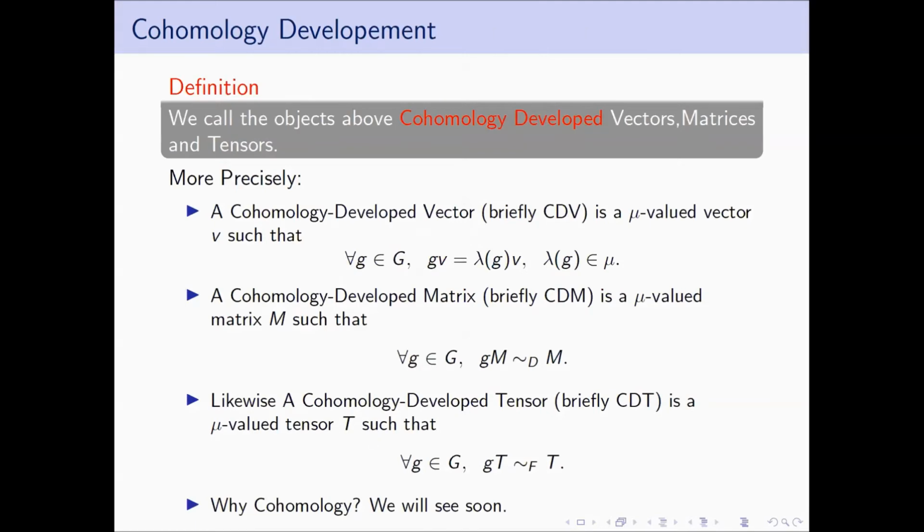Okay, so here comes the definition that Asaf likes. He wants to call such arrays cohomology developed if, am I on the right side? Yes, vectors, matrices, and tensors, if the difference between the action of G and the original object is given by those scalar multiplications. So for vectors, the difference is just by multiplying by a fixed number.